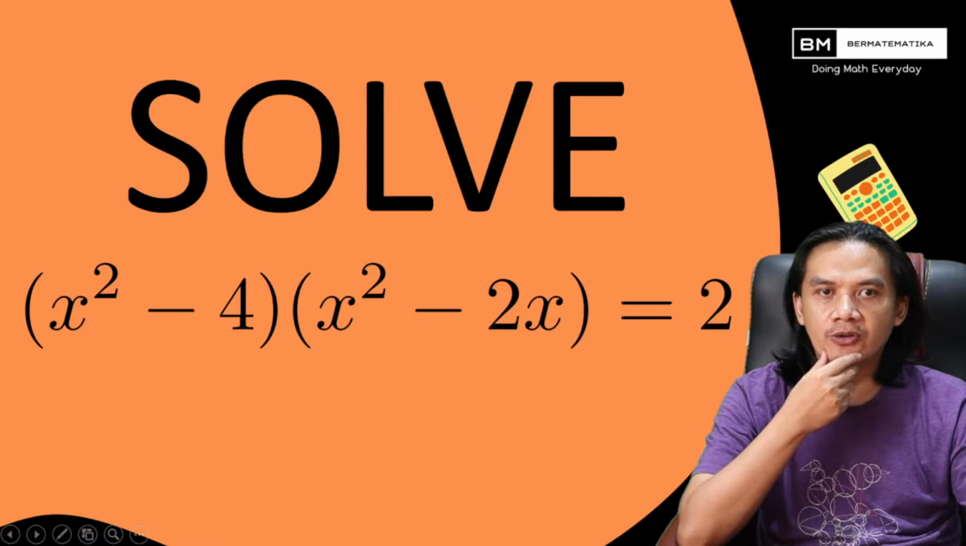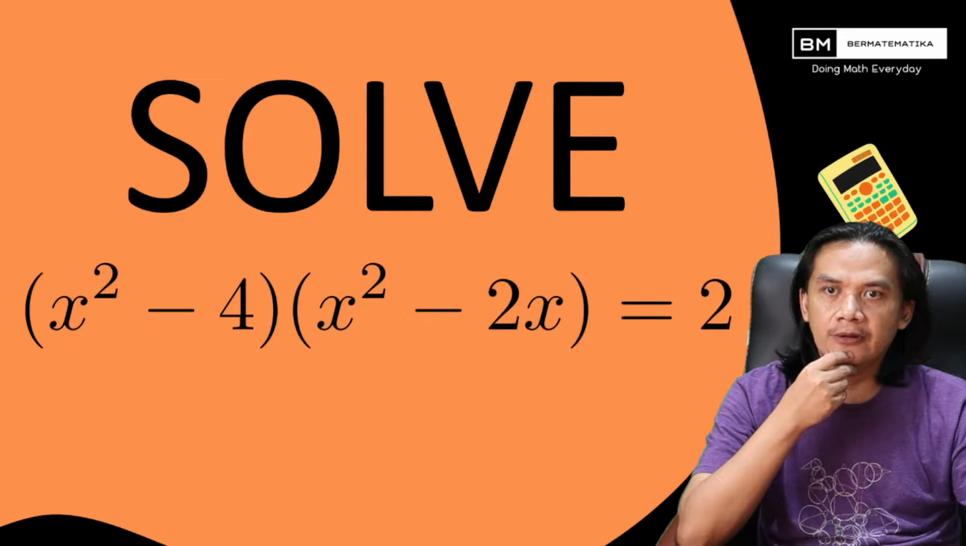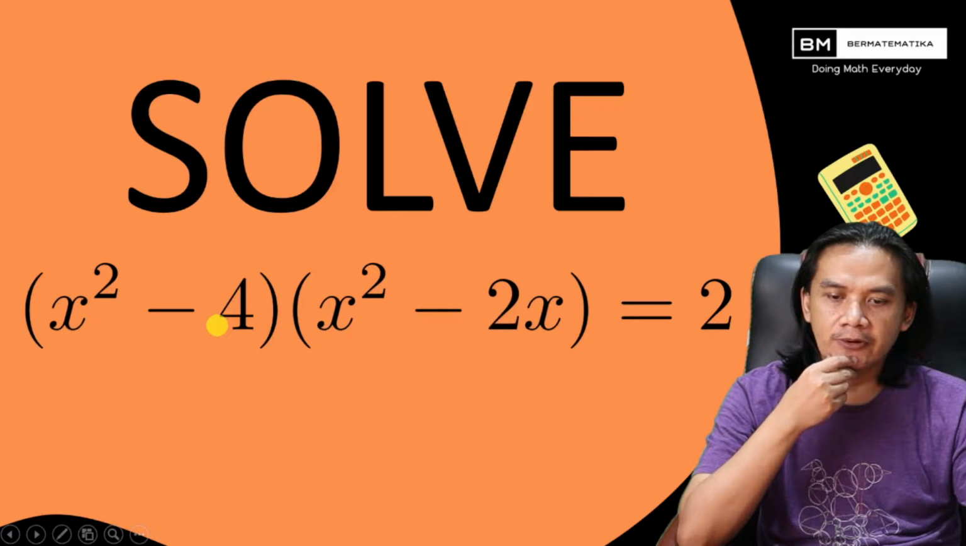In this video we are going to solve the following problem. This is a degree 4 equation, x squared minus 4 times x squared minus 2x equals 2.